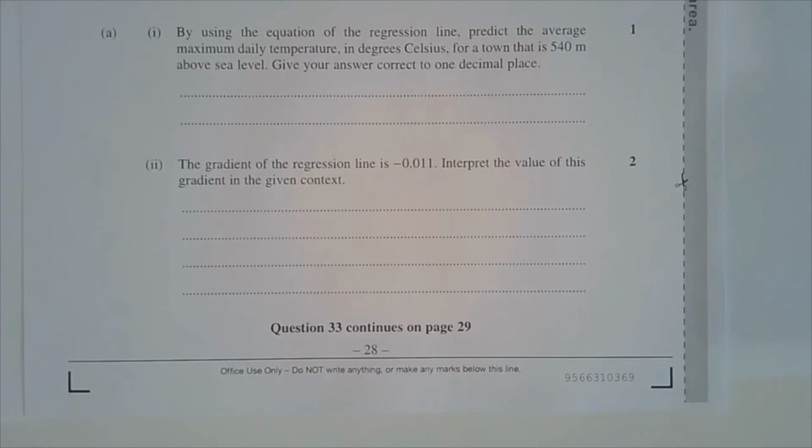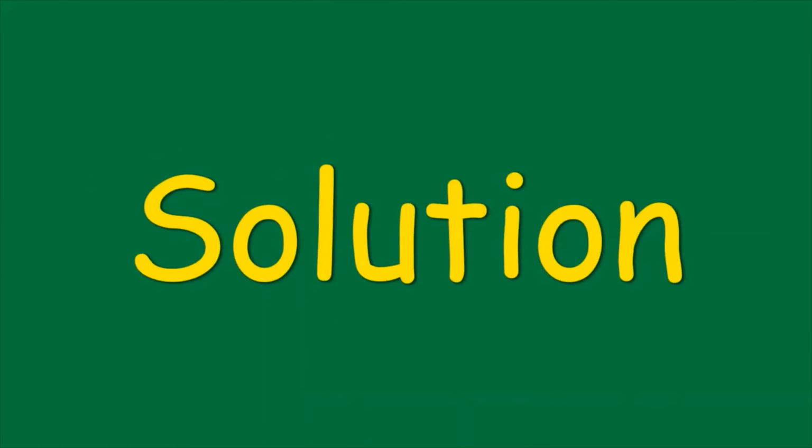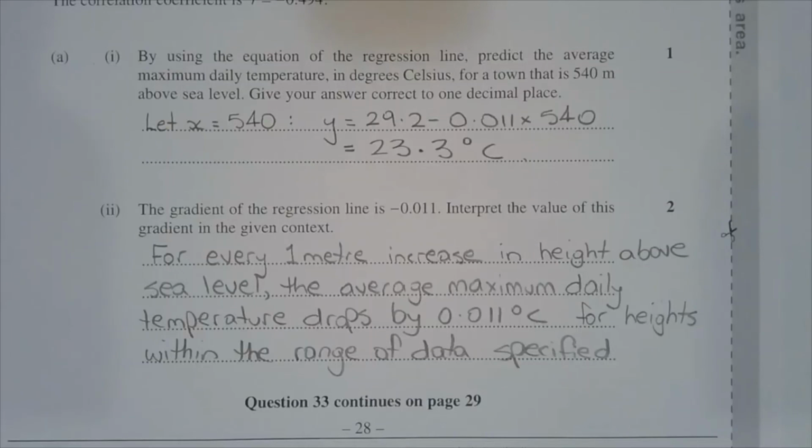Part A, II. The gradient of the regression line is negative 0.011. Interpret the value of this gradient in the given context. For every 1 meter increase in height above sea level, the average maximum daily temperature drops by 0.011 degrees Celsius for heights within the range of data specified.